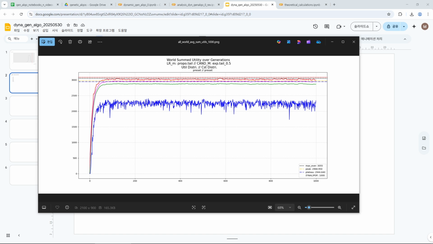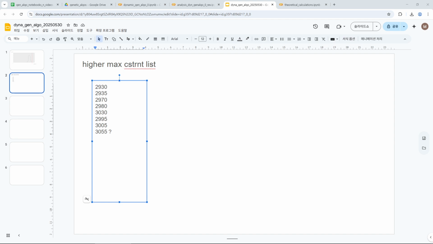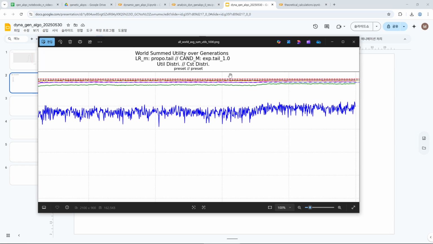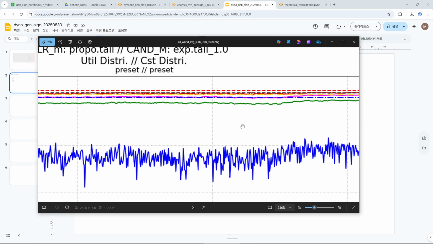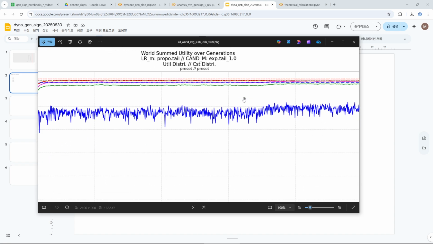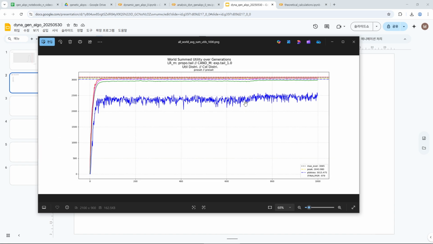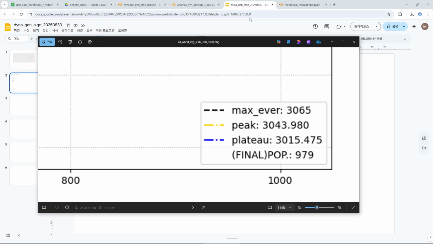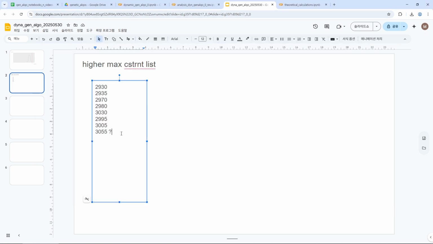So the next one I did is this, and now here, with everything being the same, the candidate percentage is at 1.0, meaning 100%. So every entity in the world within that generation gets to learn. Every entity gets to learn, and when that happens, the maximum ever is 3065. So 3065 is at best. We don't know yet.